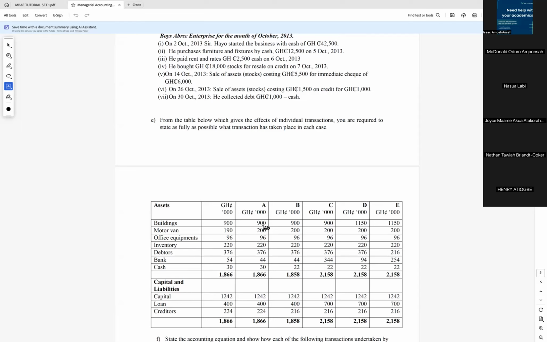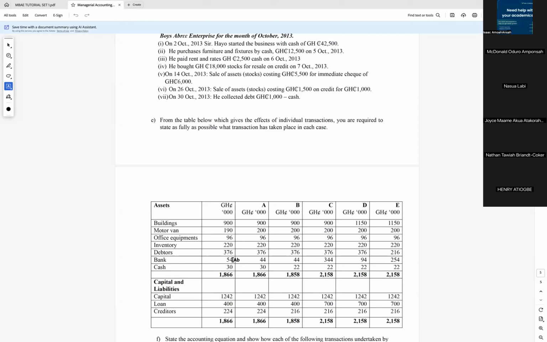So building is the same at A. We move to motor van. Motor van has changed. The amount of change is 10,000 Ghana cedis. Office equipment is the same. Inventory is the same. Debtors is the same. Bank has changed from 54,000 to 44,000. So bank has decreased by 10,000 Ghana cedis.